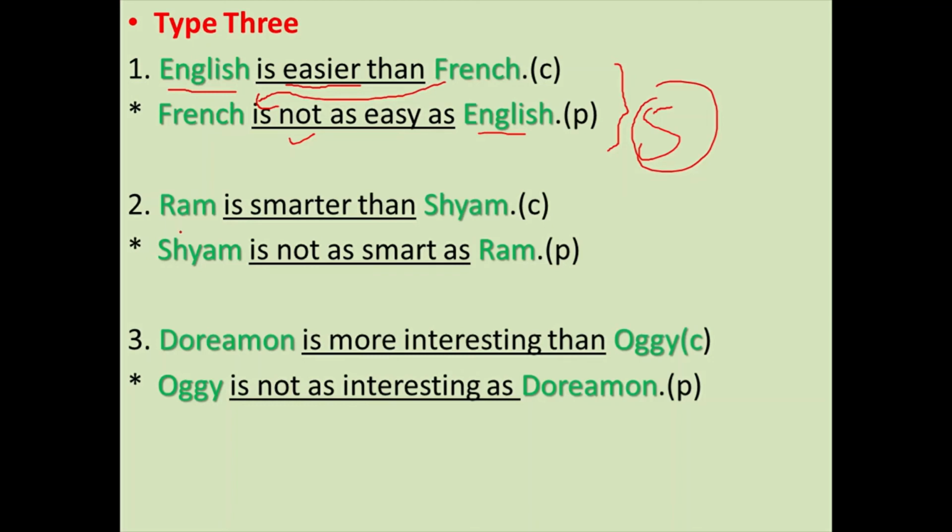Second sentence: Ram is smarter than Sham. Look, "smarter" is the comparative degree, and we will say that Sham is not as smart as Ram. That will be the positive degree. Next, Doraemon is more interesting than Augie. Augie is not as interesting as Doraemon. So they change places, and the sentence becomes negative.